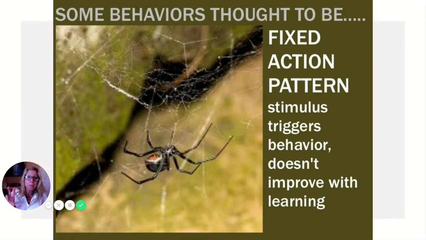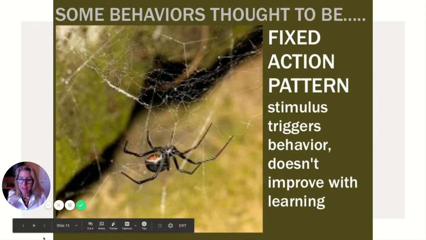So that attack behavior is a fixed action pattern. For instance, this black widow, if it is a black widow, I'm not 100% sure. This black widow, her mother did not tell her how to spin a web, right? But she could have a stimulus, like she's hungry. So she starts this whole pattern of building this web.